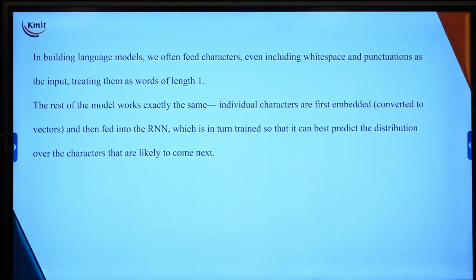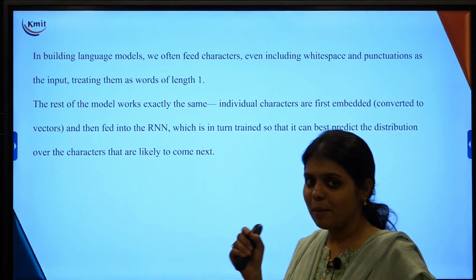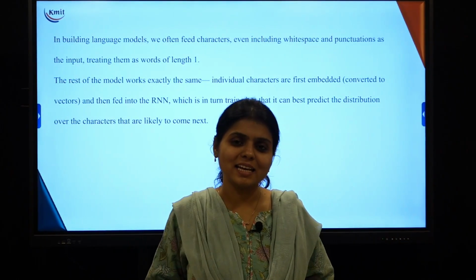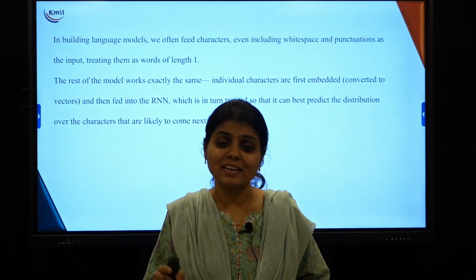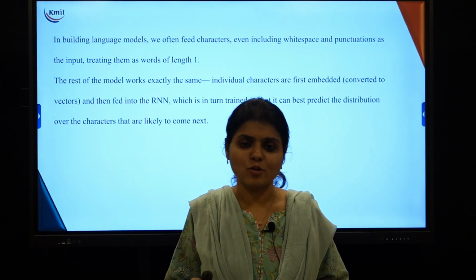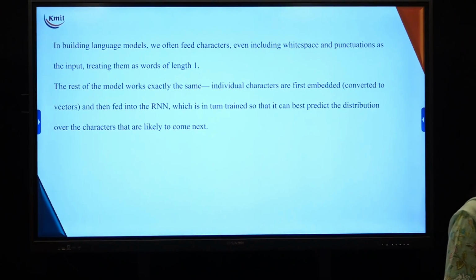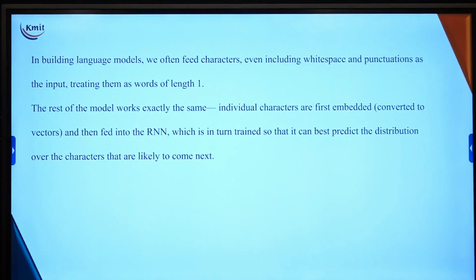Now, when you want to build these language models, we often feed characters, which also include white space and punctuation, with word length as 1. If I write "I am ASHA", I is one character, space is the second character, A is the third character, M is the fourth character. So including white spaces and punctuation, we consider everything as characters.